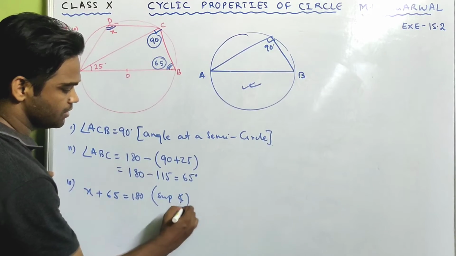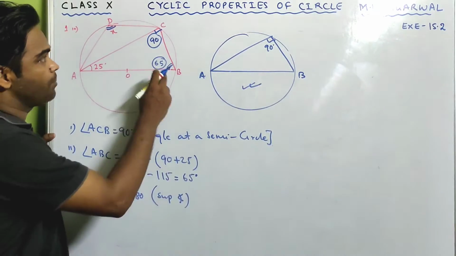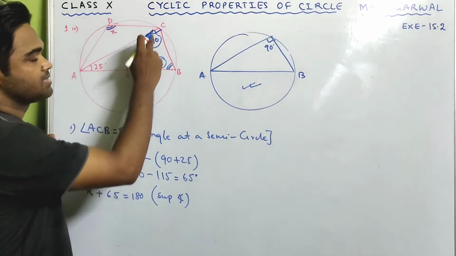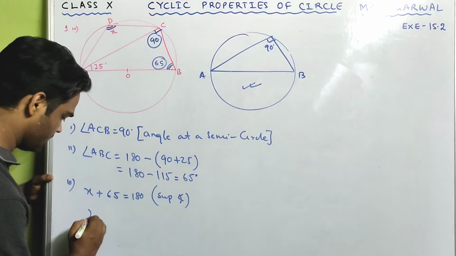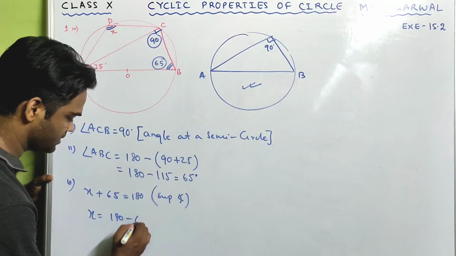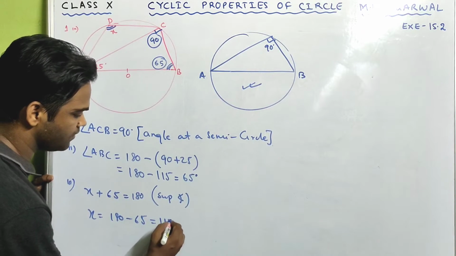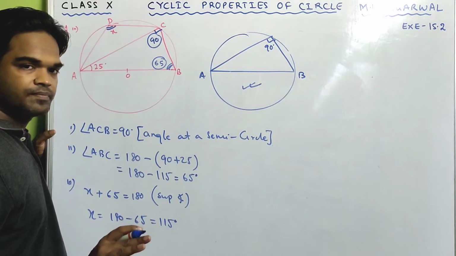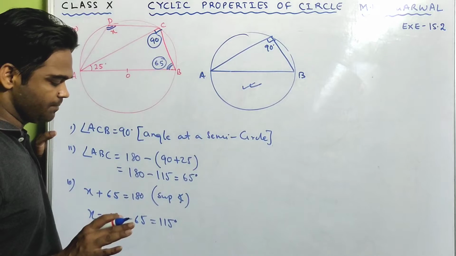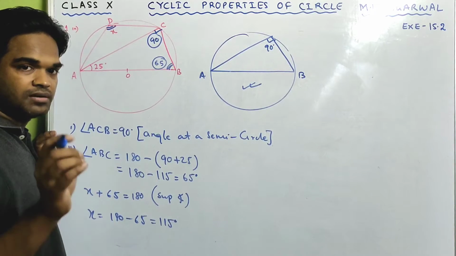Supplementary angle. Because in a cyclic quadrilateral, opposite angles, which are angle ABC and ADC, are supplementary. So from here my x will come out: 180 minus 65, that is 115 degree. Easy, very easy. Okay. Now let's look at the next sum.